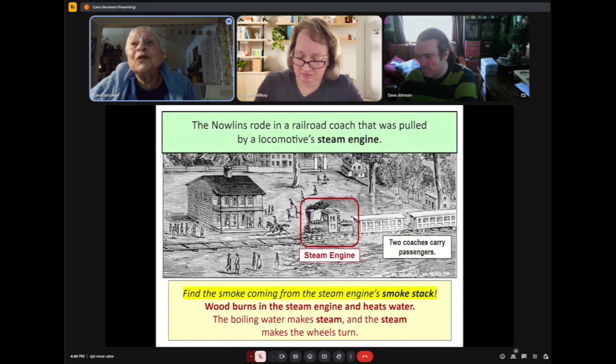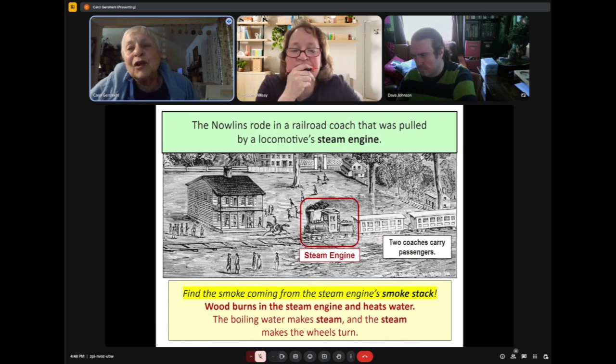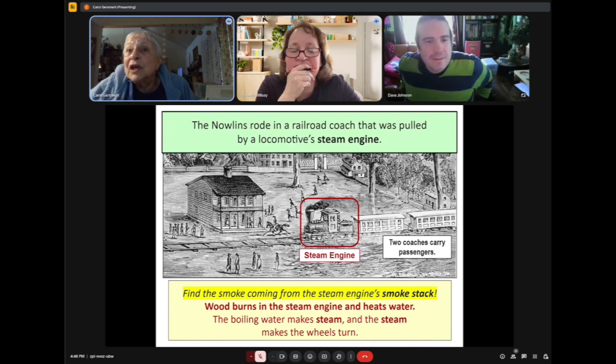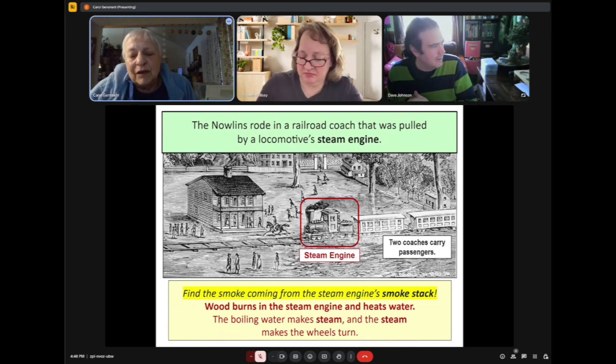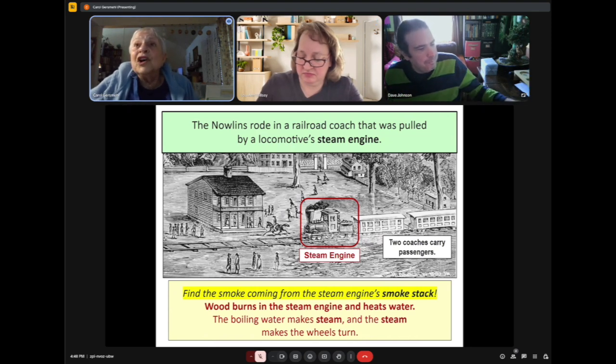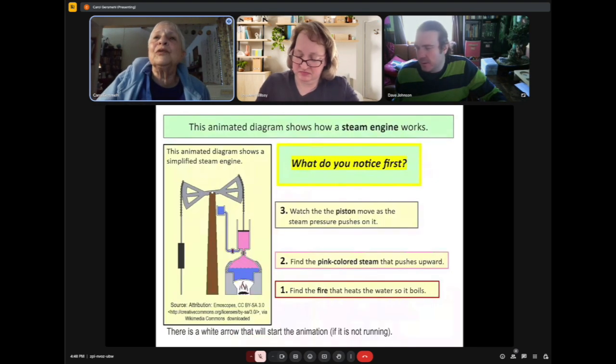We also saw that Mr. Nolan and his son got to ride in a very early steam engine that pulled railroad cars, which were called coaches back then. Notice the smoke. That steam engine in early Michigan was burning wood to heat water, to make steam, to make the wheels go. We'll see a little bit more about that pretty soon.